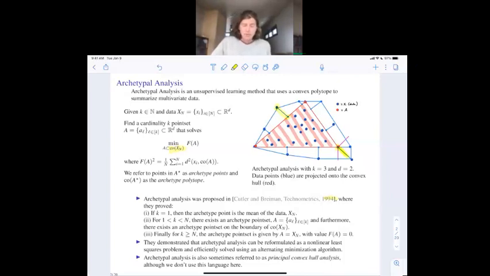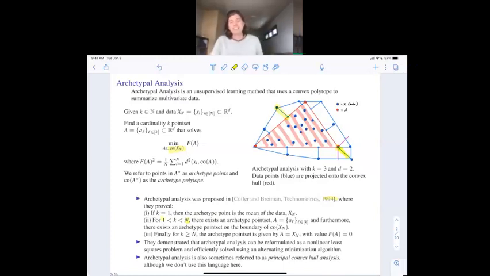The problem is interesting when k is between 1 and n. Remember, n is the number of data points. And so in this case, they proved existence of an archetype point set. And generally, the archetype point set is not unique, but they showed that there exists one solution, one archetype point set on the boundary of the convex hull.